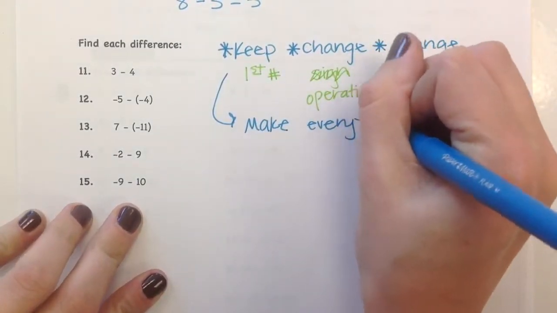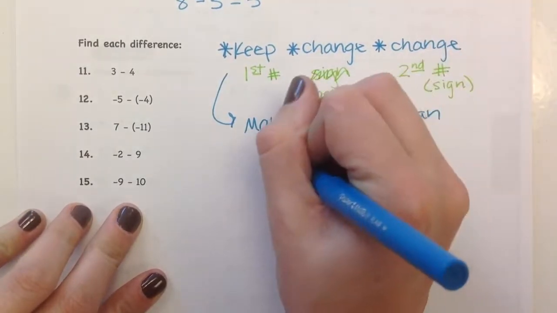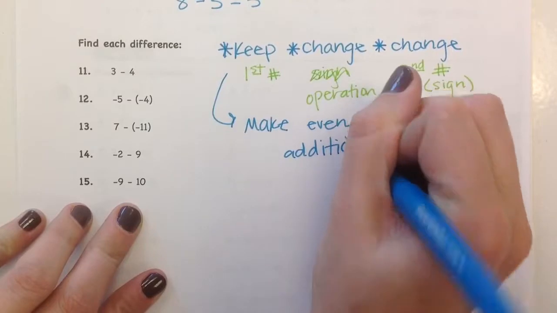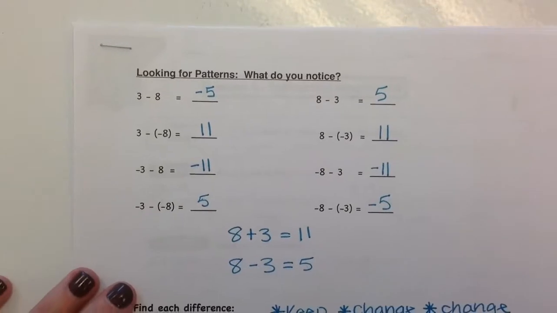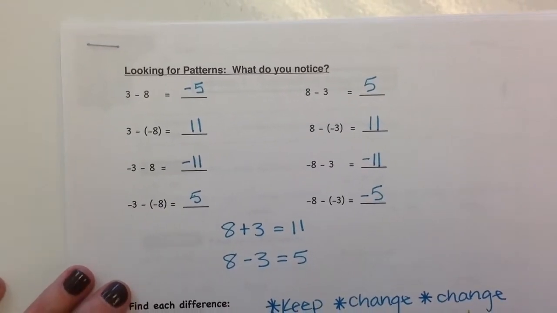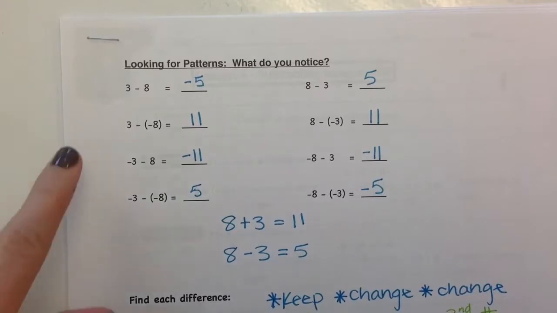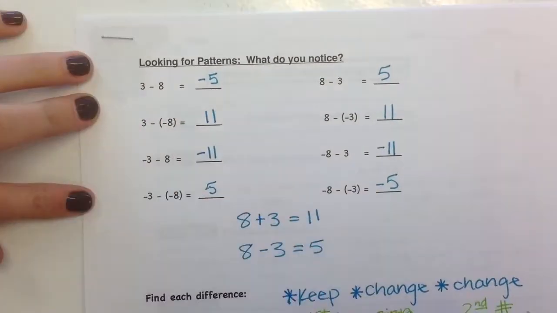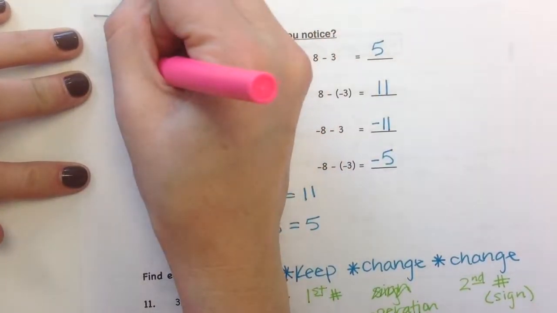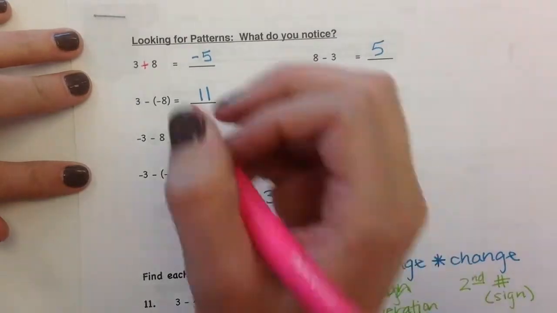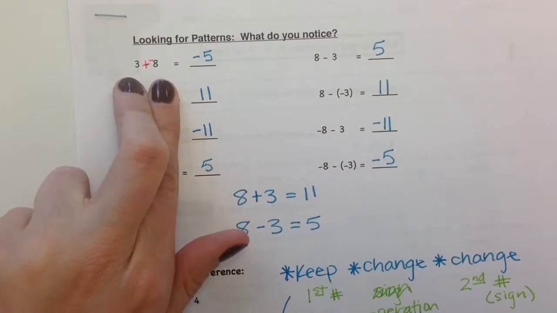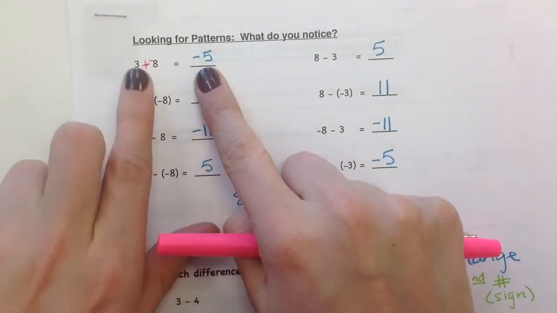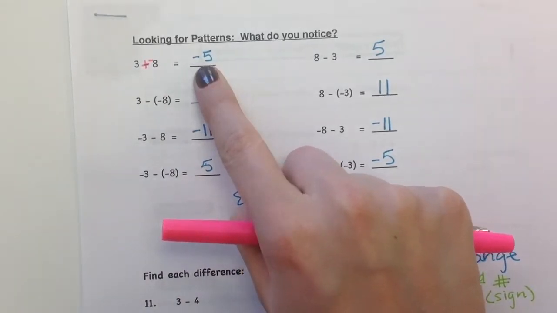Basically, we want to make everything an addition sentence, because if we can do that, then we can apply those two rules. So if I look back at these problems that I did up here, let's look at it a little closer and change everything. We're going to do keep, change, change. I'm going to keep the first number as positive 3, change it from subtraction to addition, change it from positive 8 to negative 8. Now I have different signs, which means I find the difference, which is 5, and there are more negatives, so it's negative.